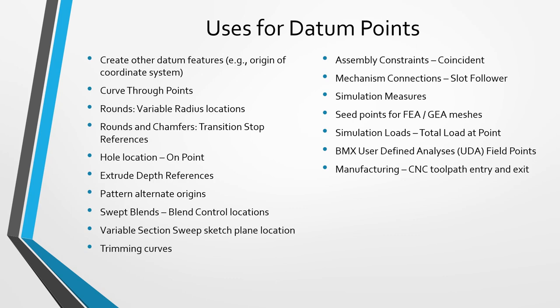In behavioral modeling, you can use them to define field points, which I'll show in this demonstration. Manufacturing, they have a number of different uses as well. So, for example, you could use them as the entry and exit points for CNC toolpaths. So these are just a few of the different uses for datum points. Let's jump into Creo Parametric and see some of the different methods for creating these features.